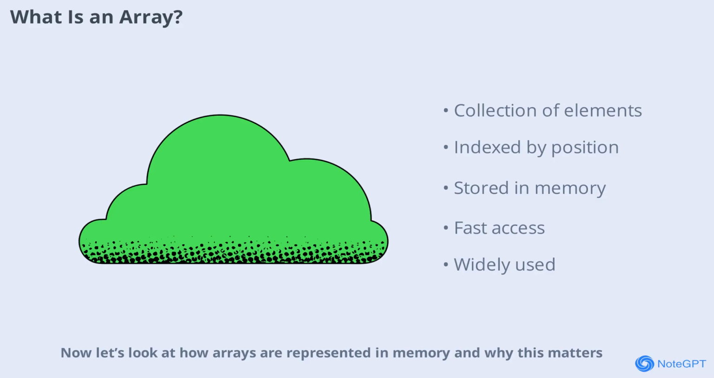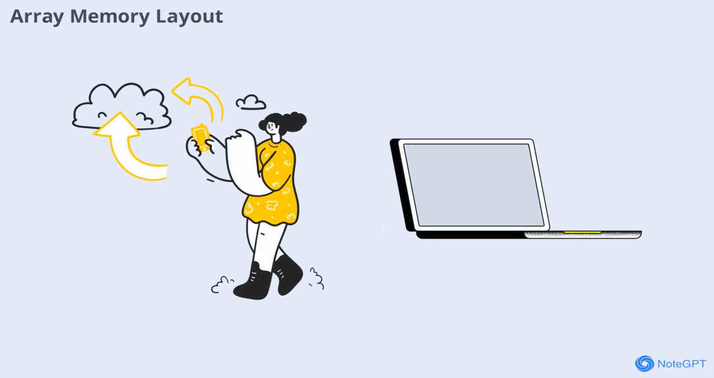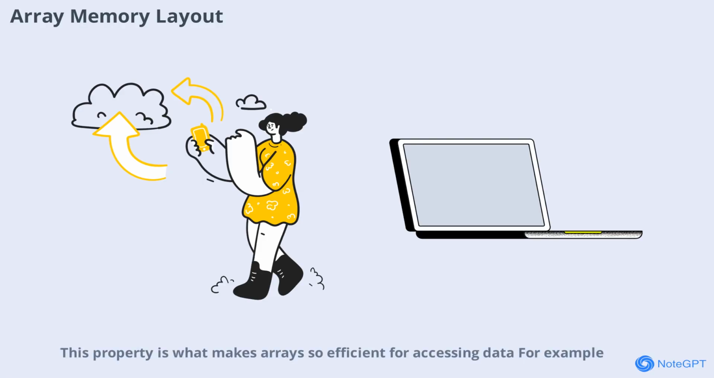Now let's look at how arrays are represented in memory and why this matters. Arrays store their elements in consecutive memory locations. This means that if you know the starting address of the array and the size of each element, you can calculate the address of any element instantly. This property is what makes arrays so efficient for accessing data. For example, if you want the third item in an array, you simply jump to the correct memory location using a simple calculation. This direct access is a key advantage of arrays over other data structures like linked lists, where you have to traverse nodes one by one.